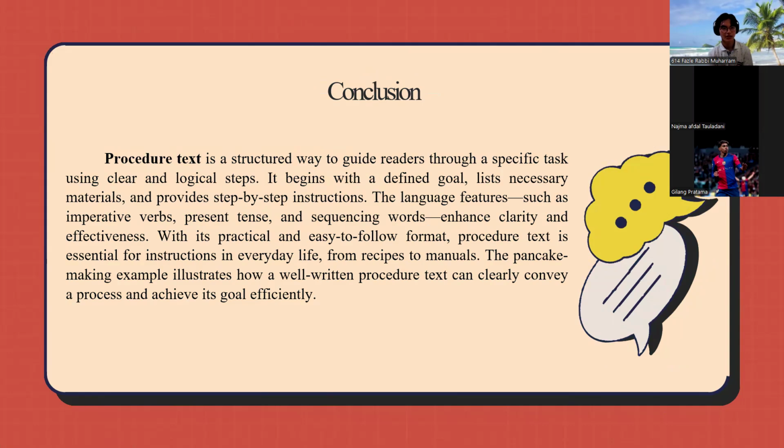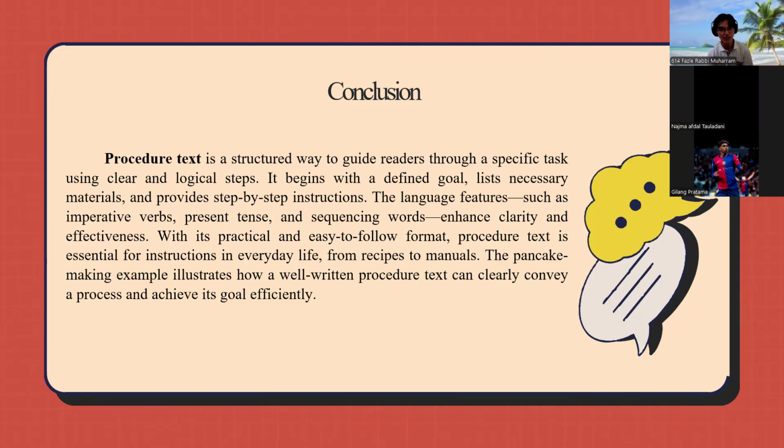Conclusion. So, procedure text is a structured way to guide readers through a specific task using clear and logical steps. It begins with a definite goal, necessary materials, and provides step-by-step instructions.